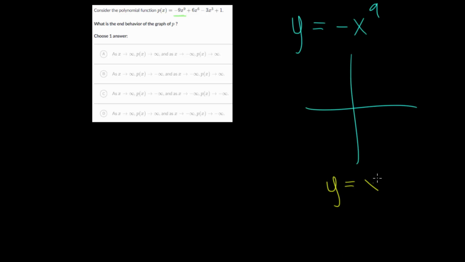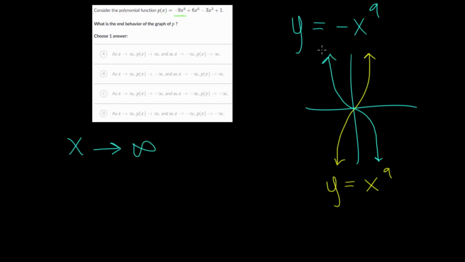So if we had x to the ninth, it would look just like our previous example. Let me redraw that. But now that we have this negative sign, basically if the y values were negative, they are now positive. And if they were positive, now they're negative. So we need to consider this parent function for minus x to the ninth, this blue curve right here. And as x approaches infinity, notice that the function starts to get more and more negative. So we can say that p of x approaches minus infinity.